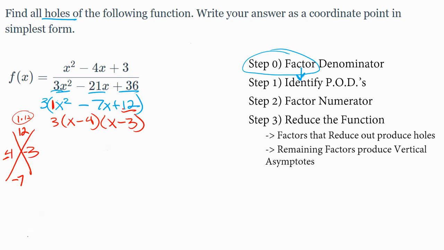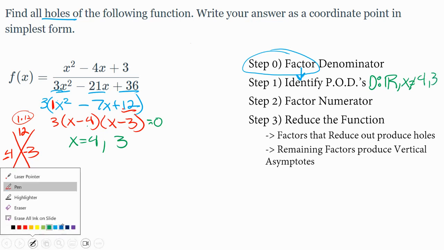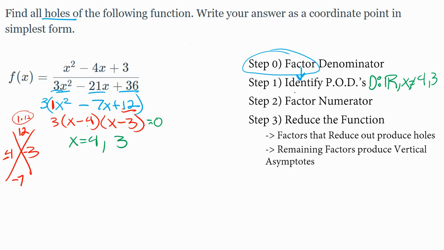Now I can take those two factors and set them each equal to 0 to identify my points of discontinuity: x equals 4 and 3. So if I plugged in 3 or 4, I would get problems. So my domain is all real numbers except x can't be those two values, 4 and 3. So our job is to decipher what type of point of discontinuity those are by now factoring the numerator.